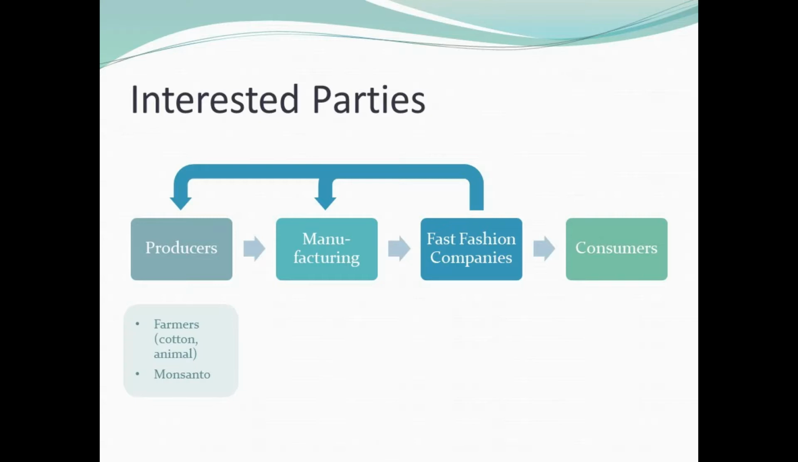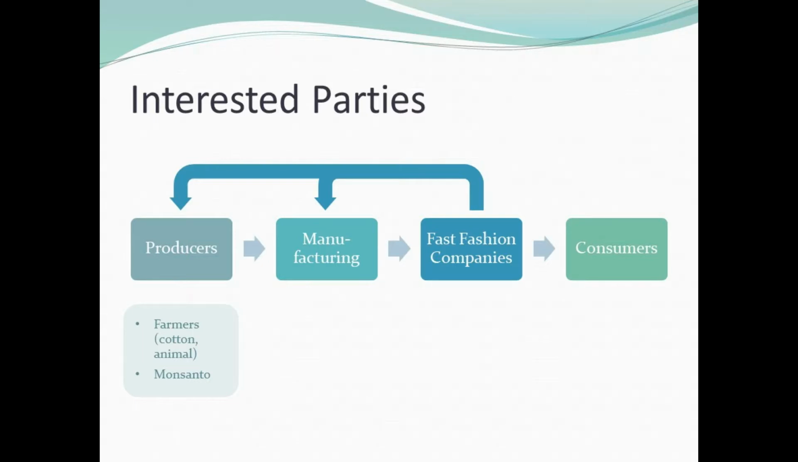Producers, for instance, include farmers from all over the world. Those include farmers who are farming plants like cotton or bamboo, and farmers who are growing animals like sheep for wool or cows for leather. It also includes the companies that producers are working with, and one of the ones that's mentioned in the documentary is Monsanto. This corporation is making huge, powerful decisions about the seeds for the plants that the farmers are growing. So producers as a party gets really complicated.